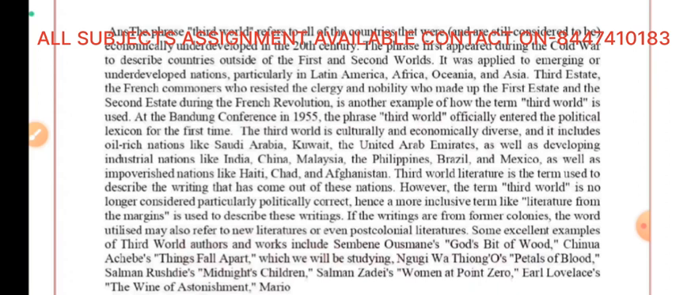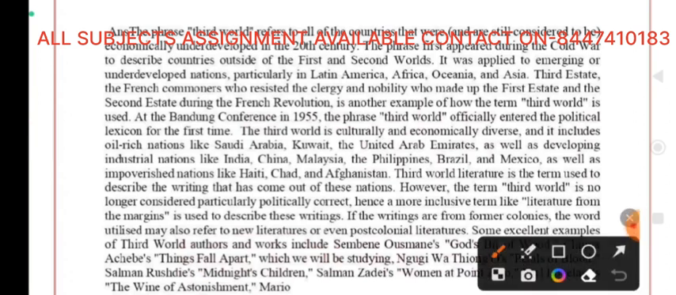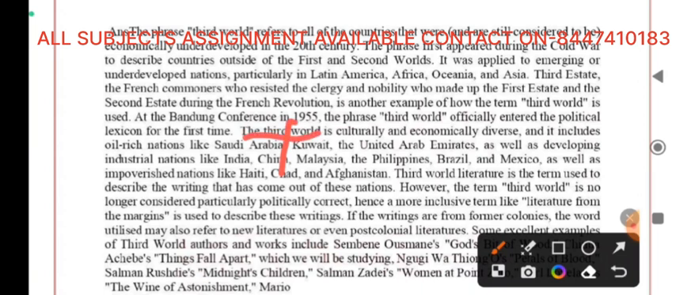At the Bandung conference in 1955, you should remember these dates. These are very important dates.